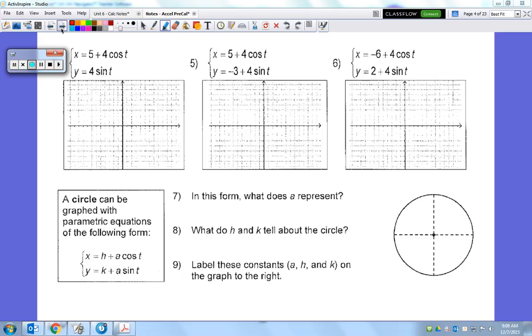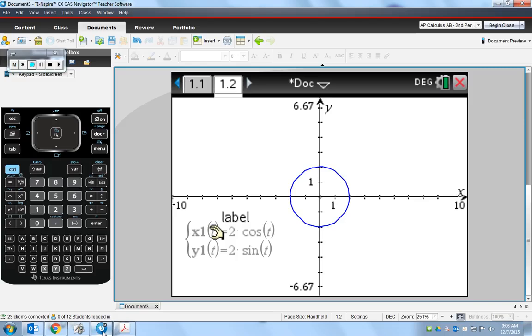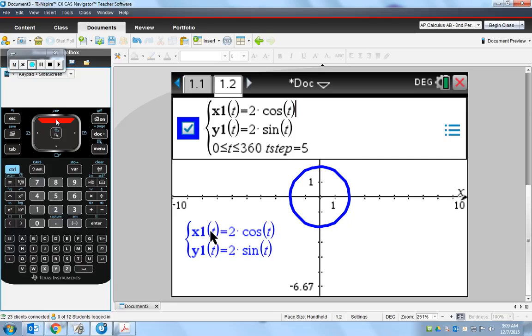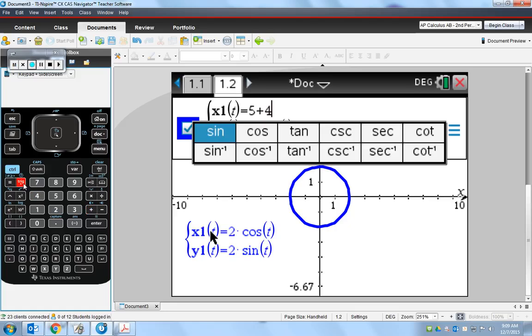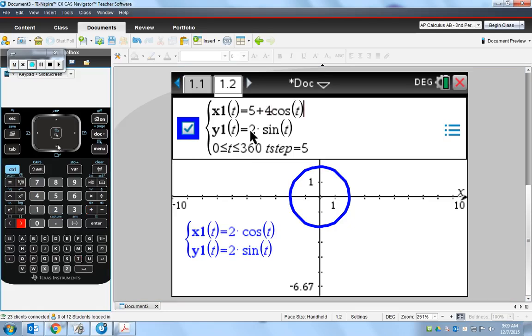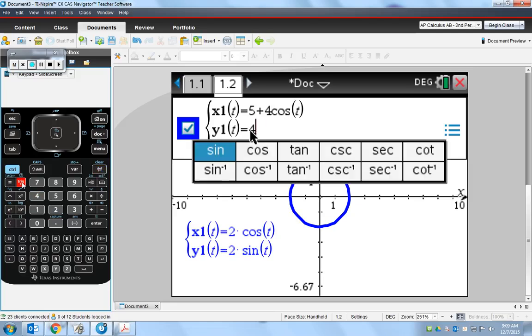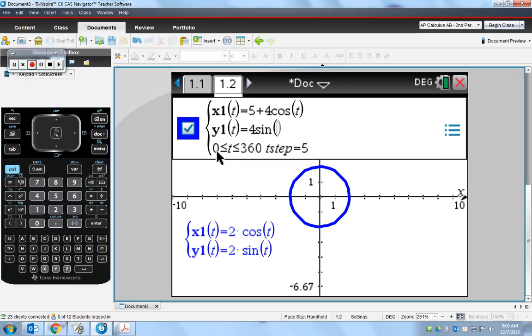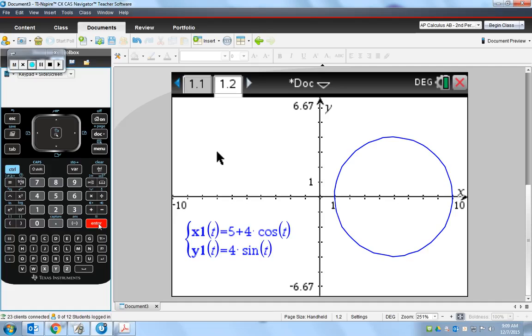Okay, so now that you know that, let's go and see what it would be if there were other numbers added. So this one I will put into the calculator. Let me go back to pressing tab, and I'm going to alter my original one. And I have 5 plus 4 times the cosine of t. And for my y parametric equation, I have just 4 times the sine of t, of course, y is sine, x is cosine, and I get this. Okay, so my center no longer is 0, 0.